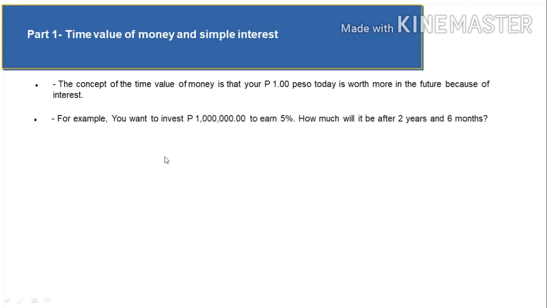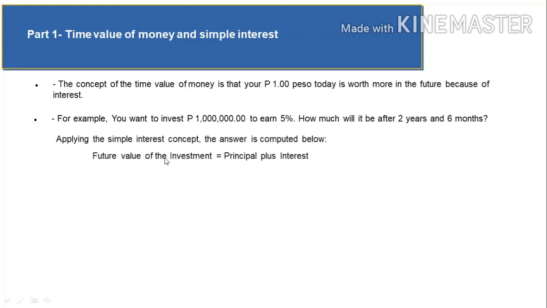For example, you want to invest 1 million to earn 5%. How much will it be after 2 years and 6 months? To answer that, we need to get the future value of the investment, which is the principal plus interest. The principal in this case is the amount invested. The interest is computed as principal times rate times time. But I would like to emphasize that whenever you are given a rate just like this one, the 5%, please assume that it is an annual rate unless otherwise specified.